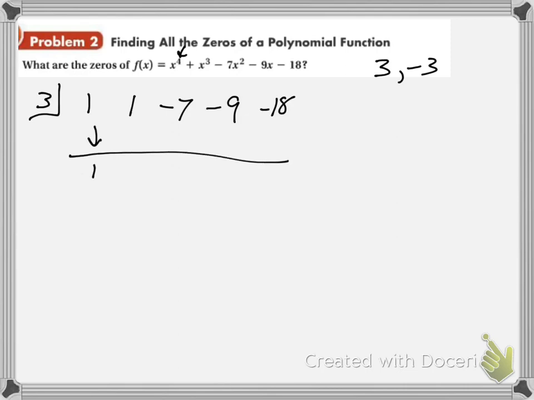Bring the 1 down. 3 times 1 is 3. Add 4. 3 times 4 is 12. Add 5. 3 times 5 is 15. Add, you get 6. 3 times 6 is 18. That gives me 0. Again, to be a function or to be a root, remember the remainder is going to be 0. So that double checks to make sure that 3 is a root because it gave me 0 as a remainder. So I'm still left with this polynomial.